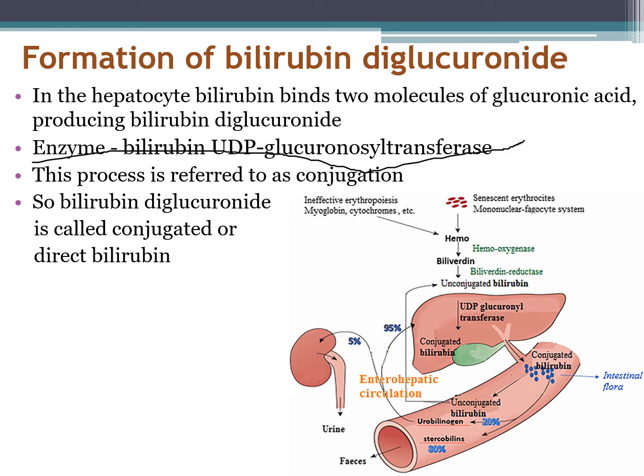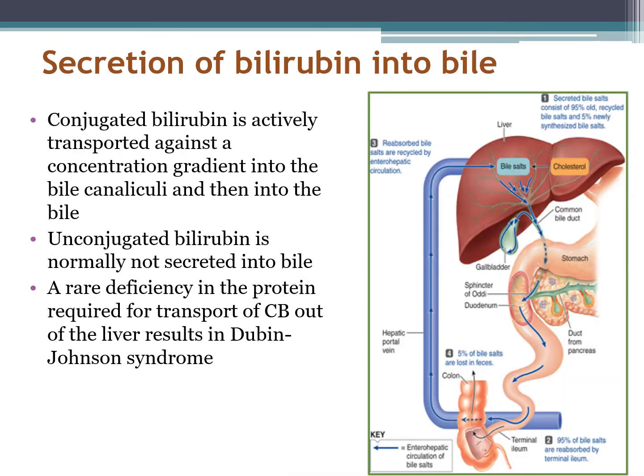Okay, that's the very complicated bilirubin UDP glucuronyl transferase. Even I can't pronounce it right. So this process is referred to as conjugation, and bilirubin diglucuronide is called conjugated or direct bilirubin. This unconjugated bilirubin gets converted into the conjugated form, and this conjugated form is water soluble, that is plasma soluble.